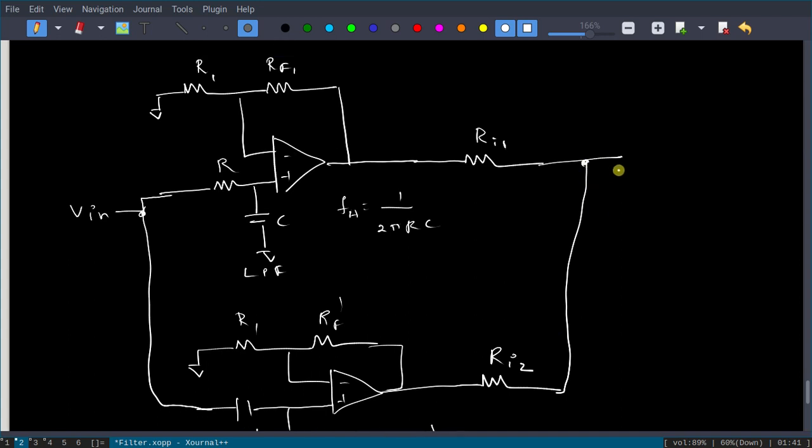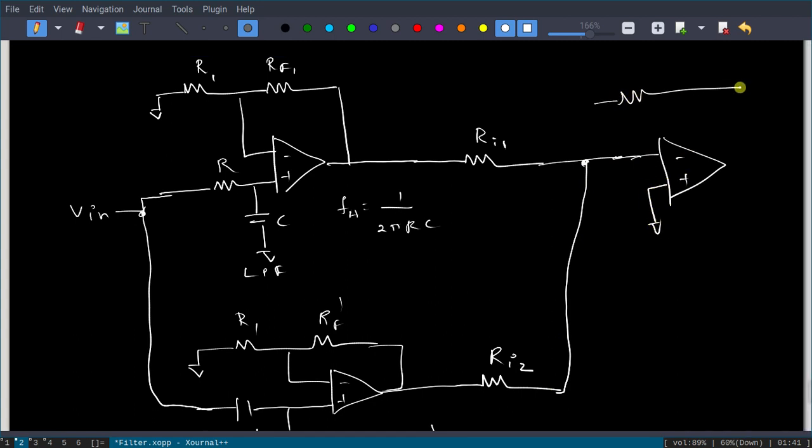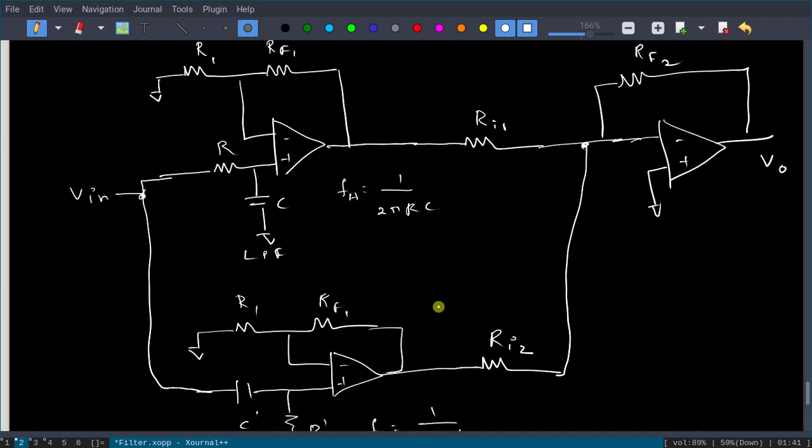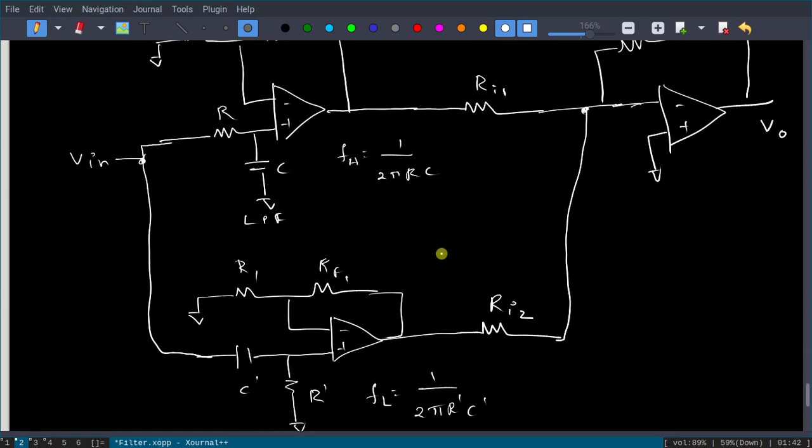Now you have to use another summing amplifier, so non-inverting input to ground, and you have to use a gain. You can call it RF2, RF dash or RF2. One nomenclature: this one is RF1 only, so we have written R1, RF1. So RF2 you can call, and this is your V0. So this one will give me a band reject.